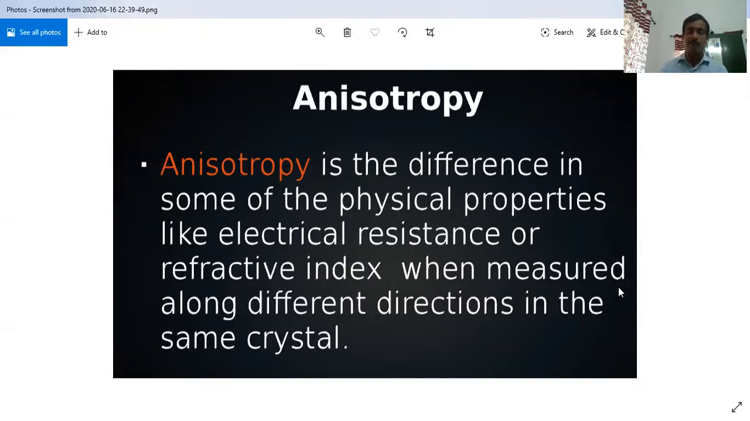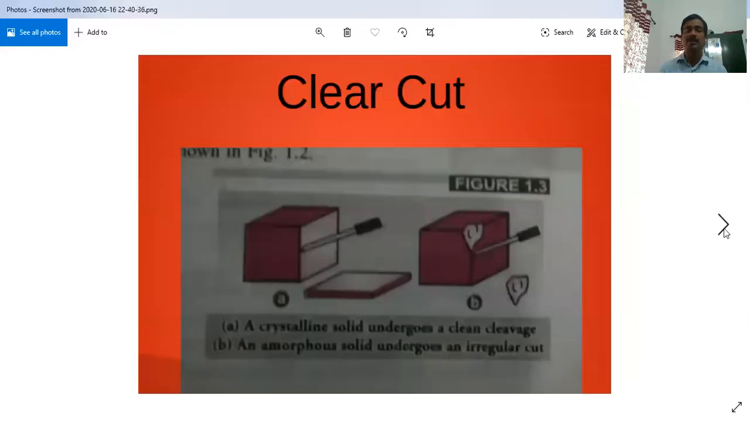Another important one is when you cut it with a sharp edged tool, crystalline solid will give a clear cut, a smooth surface will form. But amorphous solid will give an irregular cut. That means the surface may not be smooth. Another important characteristic.